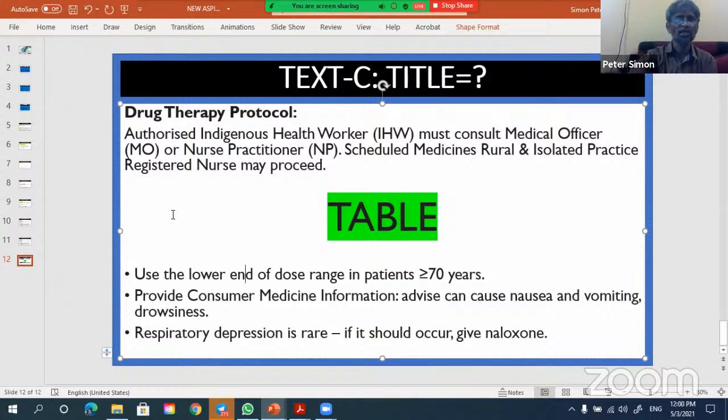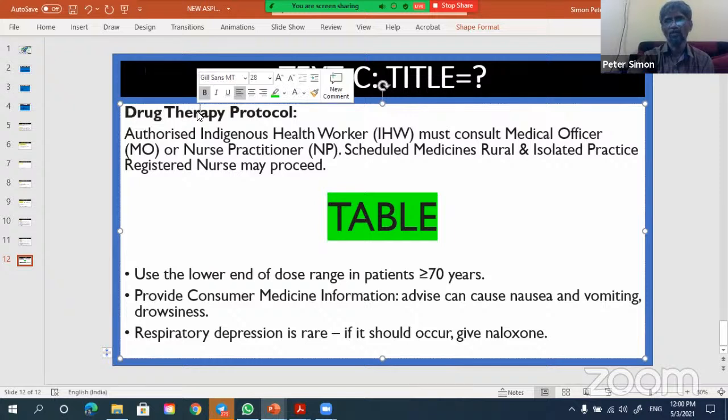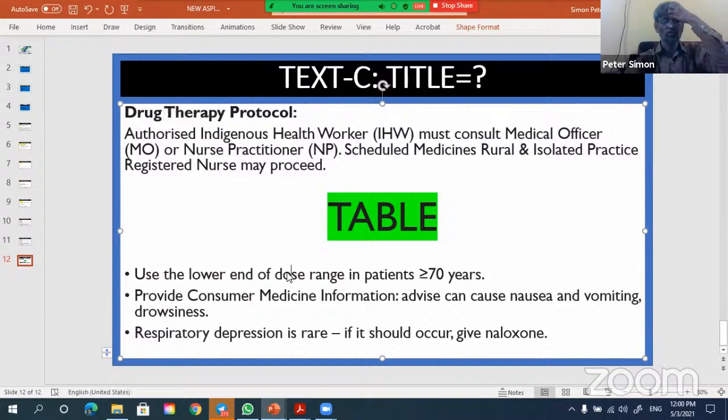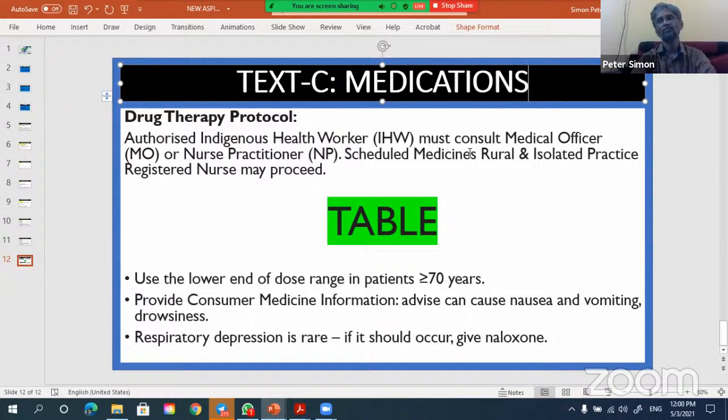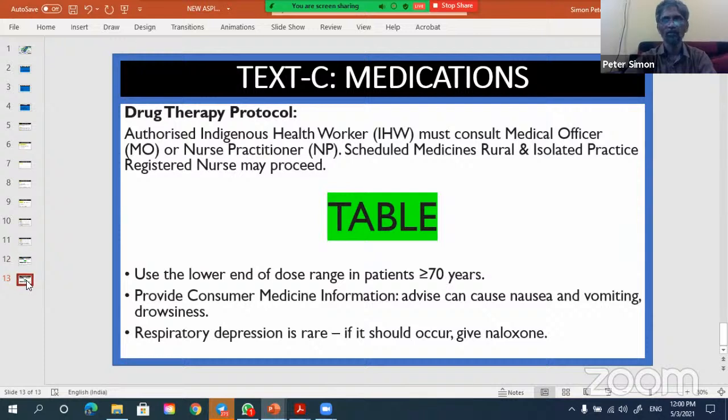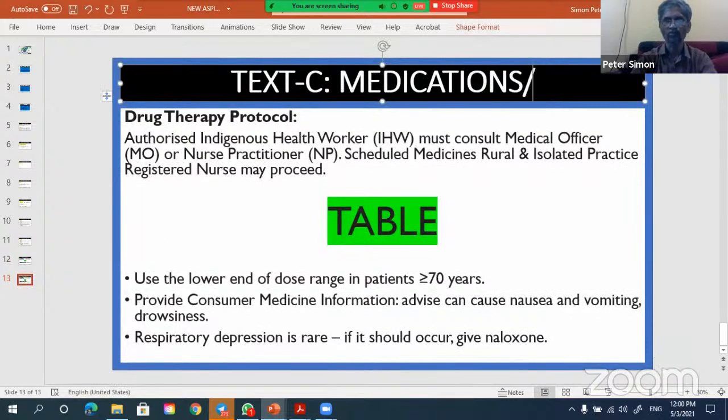Okay, what can we do? He's telling drug therapy protocol. So this is regarding drugs or therapy treatment. Drug means medication. Therapy means treatment. So it is dosage. All of this is related to drugs and medication. So we can say this is medication or treatment. So medications. Fine. Then we'll take another slide. So this is medications by one.